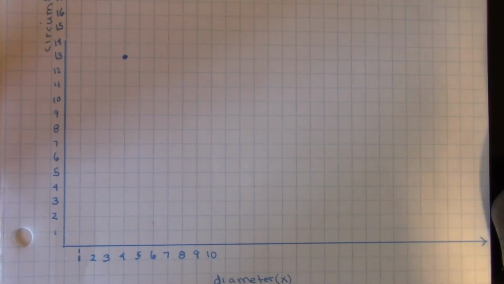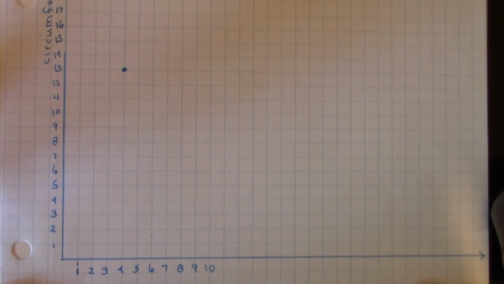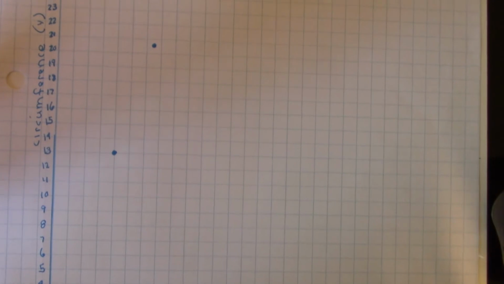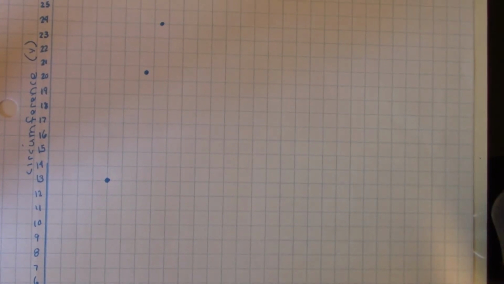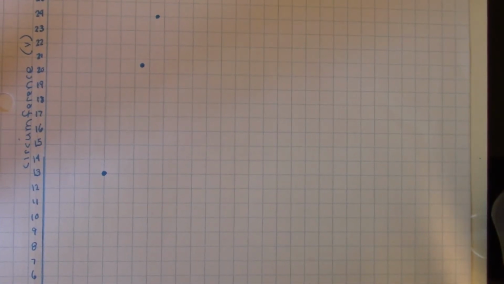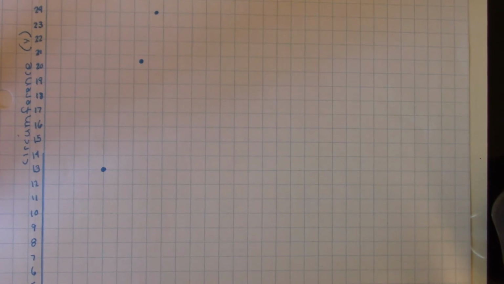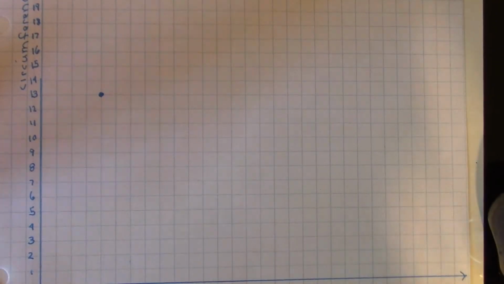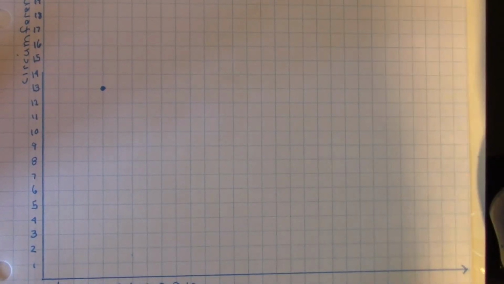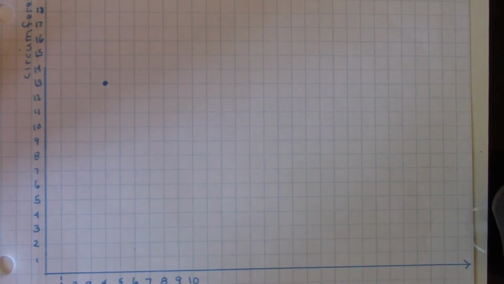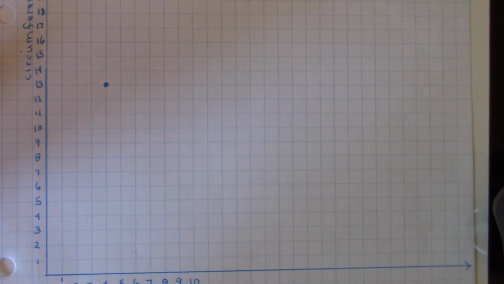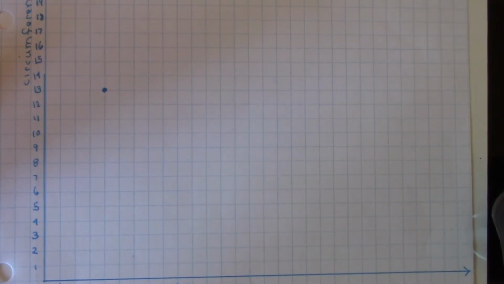I plotted my points, and I can see that they appear to be following a straight line. So I'm going to draw in the trend line, and I'm going to draw it through the point 0,0, through the origin, because I know when the diameter is 0, the circumference will be 0. So I'm going to use a ruler, and I'm going to draw it in.